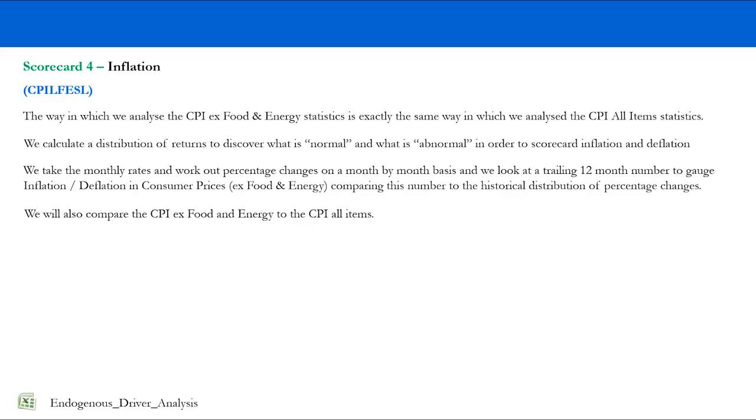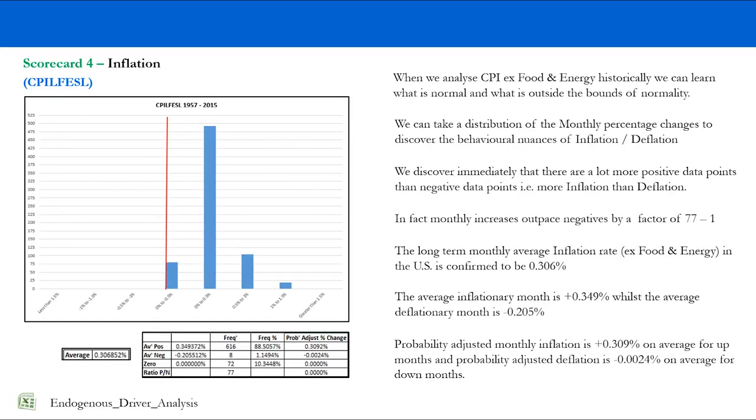We will also later on compare the CPI ex food and energy to the CPI all items to see what key differences we can spot. Now we can go over to the spreadsheet and have a look at these stats. So why don't we do that now?